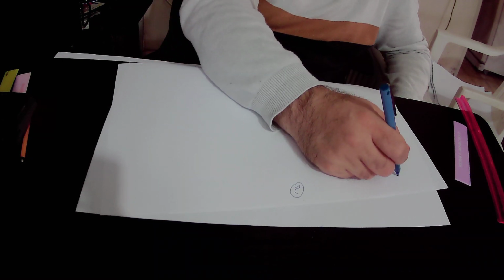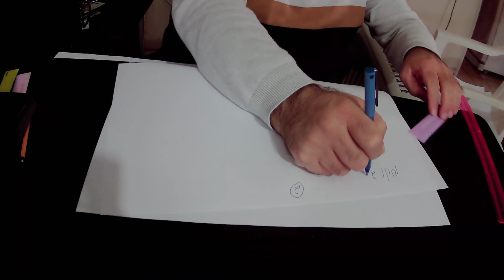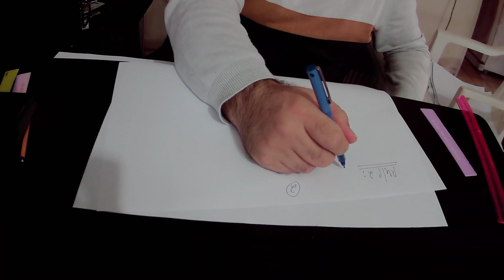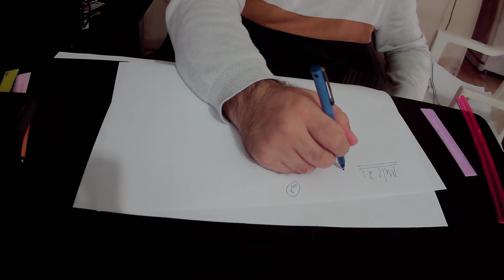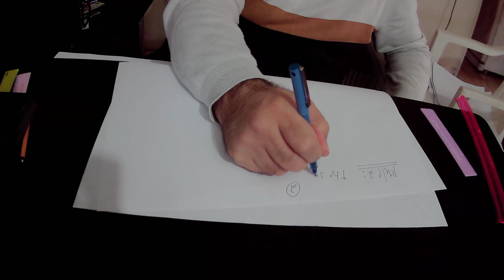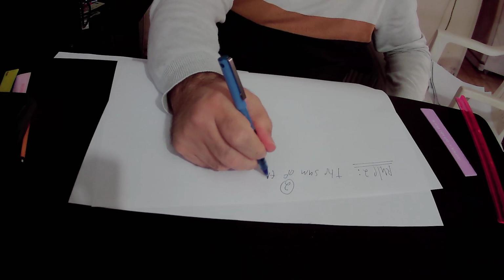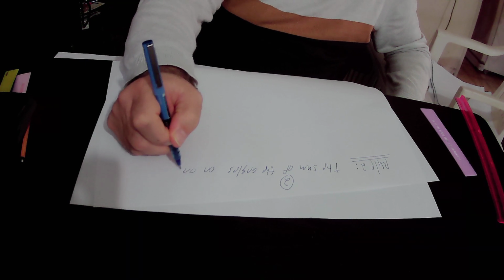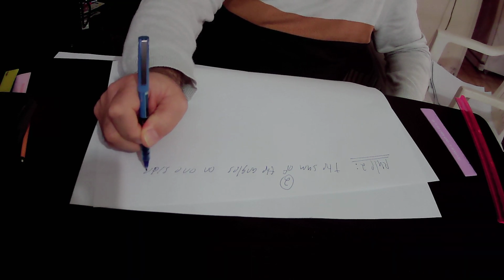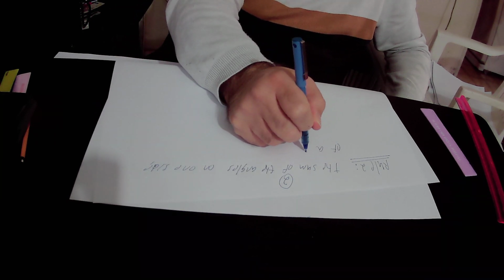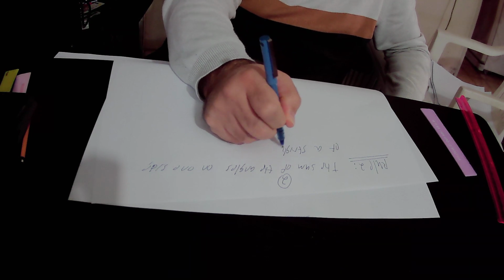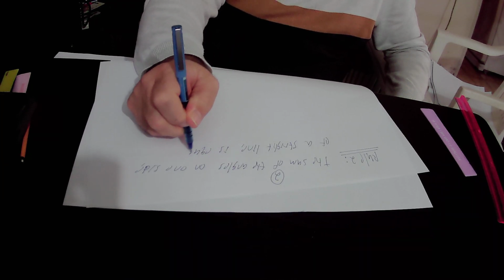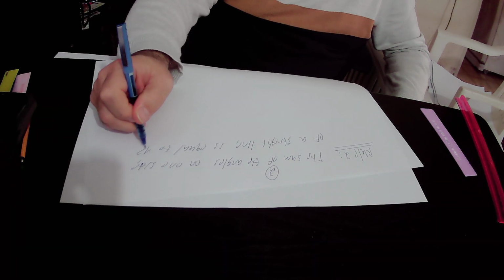that is actually rule number 2. According to rule number 2, the sum of the angles on one side of a straight line is equal to 180 degrees.